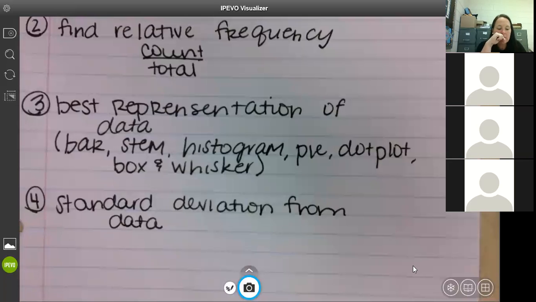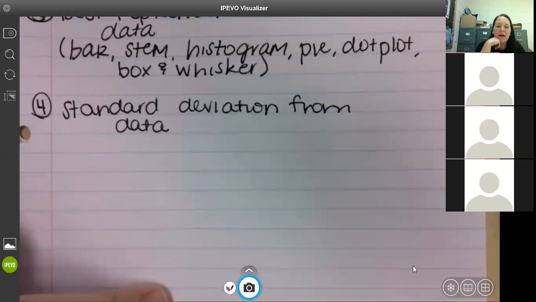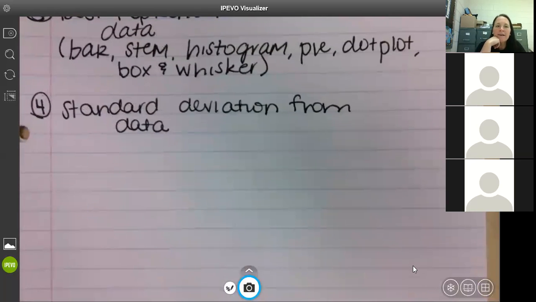You enter your data in the stat, and then you put it in L1, and then where do you go? One var stats. Where is one var stats? You press stat and then calc. Stat over to calc, one var stats. So to find standard deviation from data, go ahead and put it in your L1, and then stat, calc, one var stats. And which one do we use? Because there's two of them, right? Yes, the one with the S. Make sure you use the one with the S.